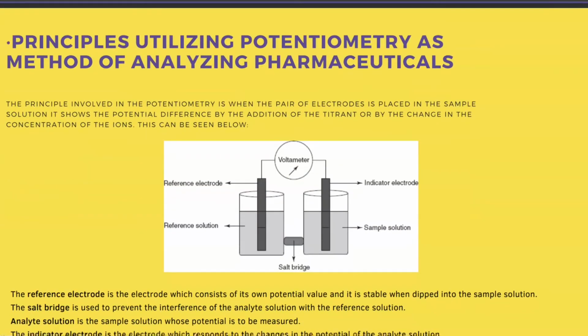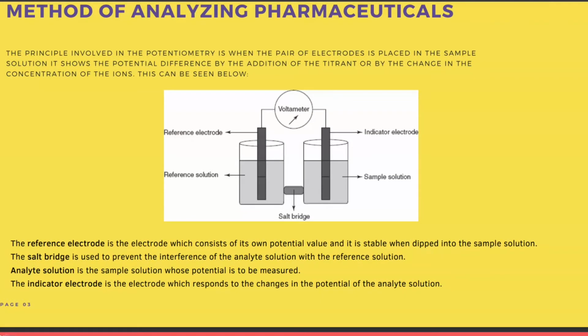So, we have the principles in utilizing potentiometry as a method of analyzing pharmaceuticals. The principle involved in potentiometry is that when the pair of electrodes is placed in the sample solution, it shows the potential difference by the addition of the titrant or by the change in the concentration of the ions. So this can be seen below.